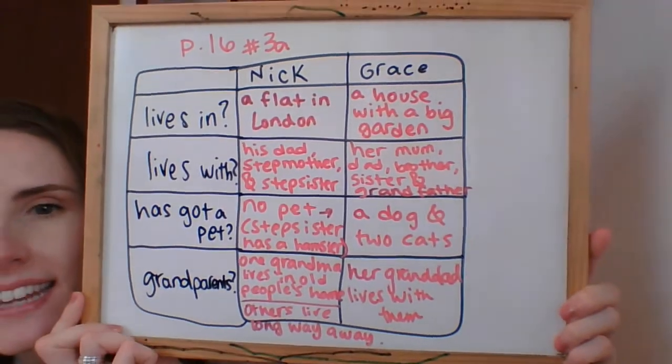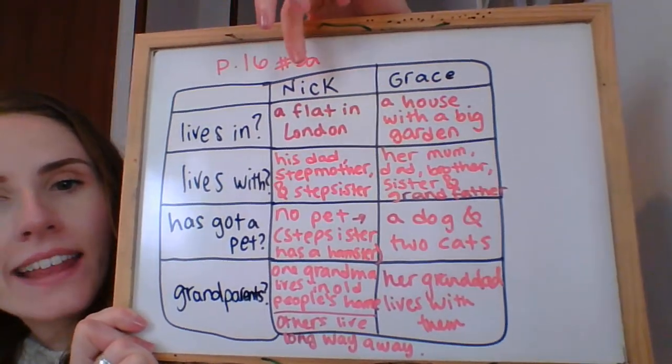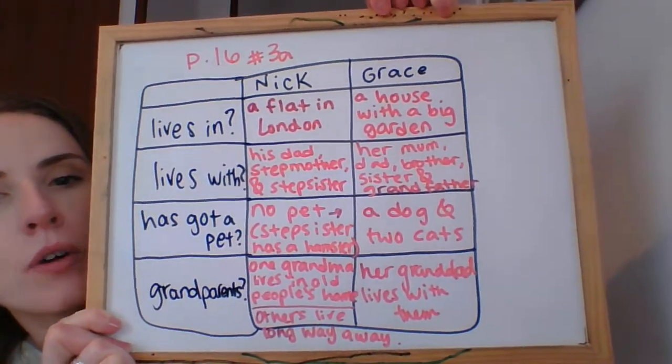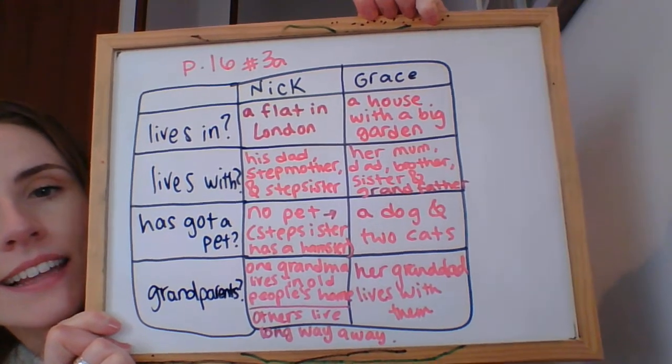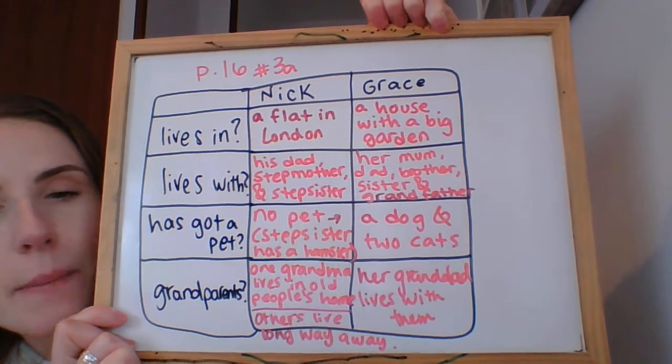Okay, guys. So, can you please complete the chart and then we'll go through the answers. So, these are the answers for the listening. Nick lives in a flat in London. Grace lives in a house with a garden. Nick lives with his dad, stepmother, and stepsister.